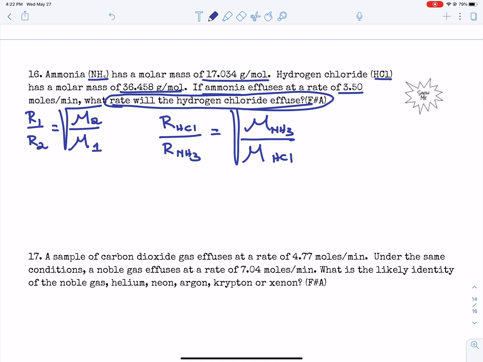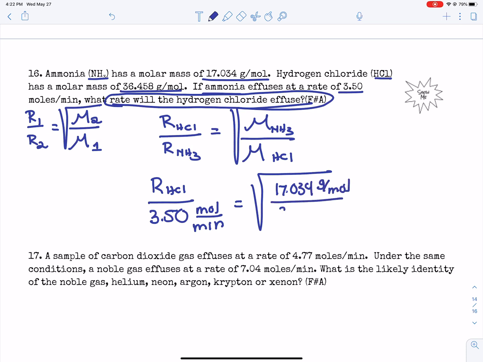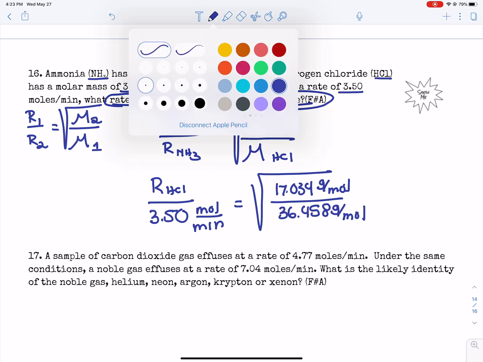And now I start to plug everything in, right? The rate of the HCl over the rate of the NH3, that's 3.50 moles per minute, equals big, huge square root. The molar mass of the NH3, 17.034 grams per mole over 36.458 grams per mole. And before we even do any math here, think about what it should be, right? HCl is a larger molecule, so its rate should be smaller. Okay, so do out the math now.